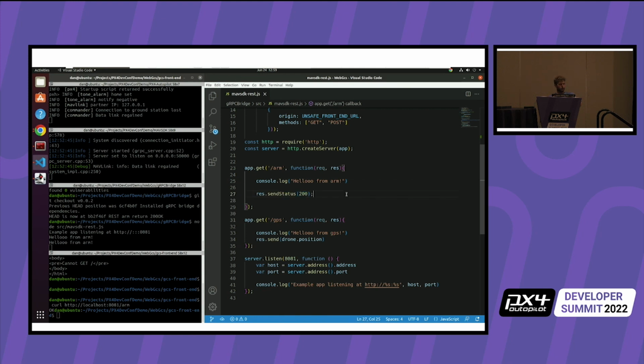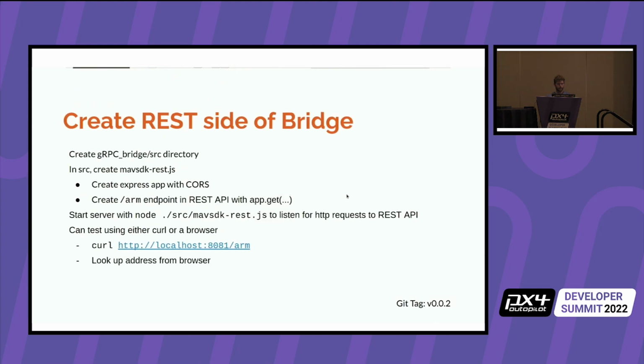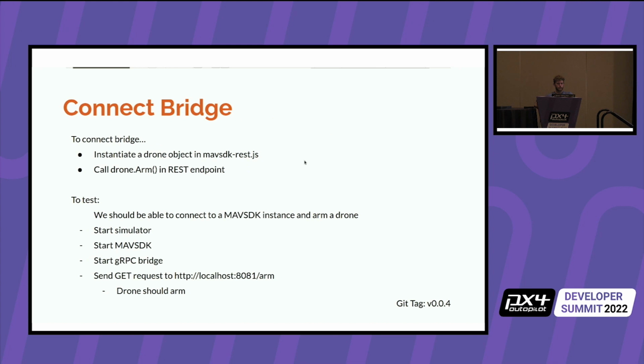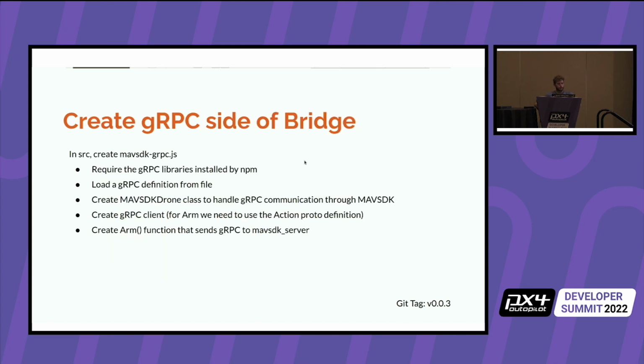So at this point, we have a drone connected to Mavisdk. We have an interface so that we can talk via REST. So we really just need to connect the two sides together. So we'll build the gRPC side of this bridge. We'll, in source, create another file, Mavisdk gRPC.